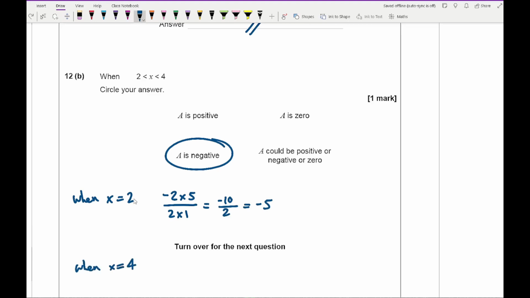So that's the smallest it can be, and when x is the biggest number it could be, which we'll just say is 4, we end up with 0 times 7 over 4 times 3, which is 0 over 12, which equals 0. So the answer a, when x is that, is going to be between -5 and 0, inclusive of those numbers, so therefore a must be negative.